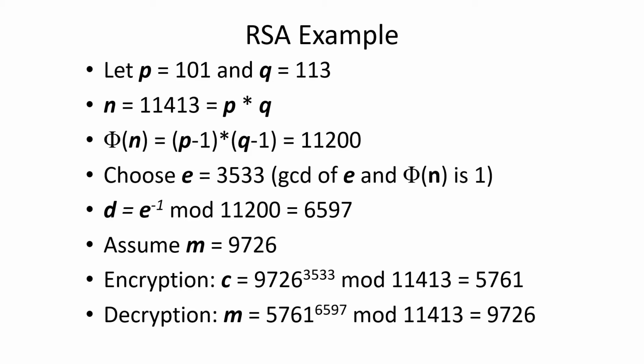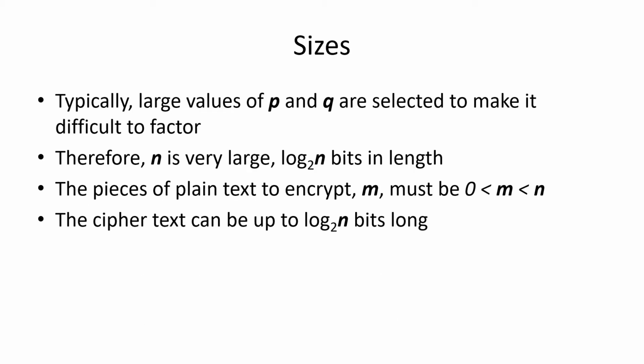And if you want to decrypt that, you take 5761 and you raise it to the D power, which is 6597, mod that, and you end up with the number 9726, which is conveniently the value we started with. So that's how it works. Of course, large values of P and Q are necessary. Otherwise, it's relatively simple to figure out what they are. In other words, with the small numbers we have, you can guess pretty quickly.